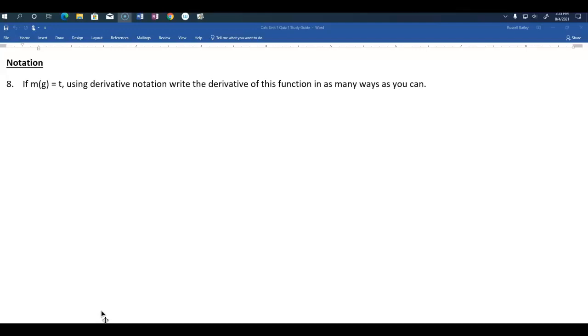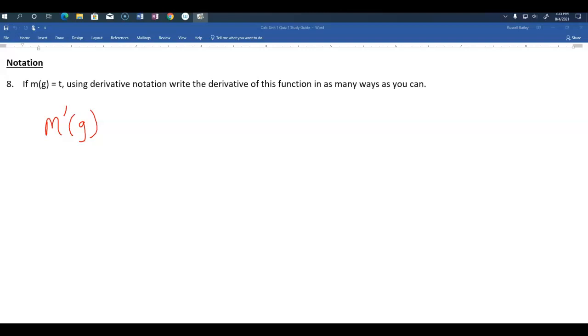Okay, so for number 8, it says, let's suppose we have a function m of g equals t. G is an input and t is an output. Using derivative notation, we want to write the derivative of this function in as many ways as we possibly can. So we want to make sure that you guys know how to write derivative notation. So one way to do it is to do this, m prime of g. That would be one way to do it.